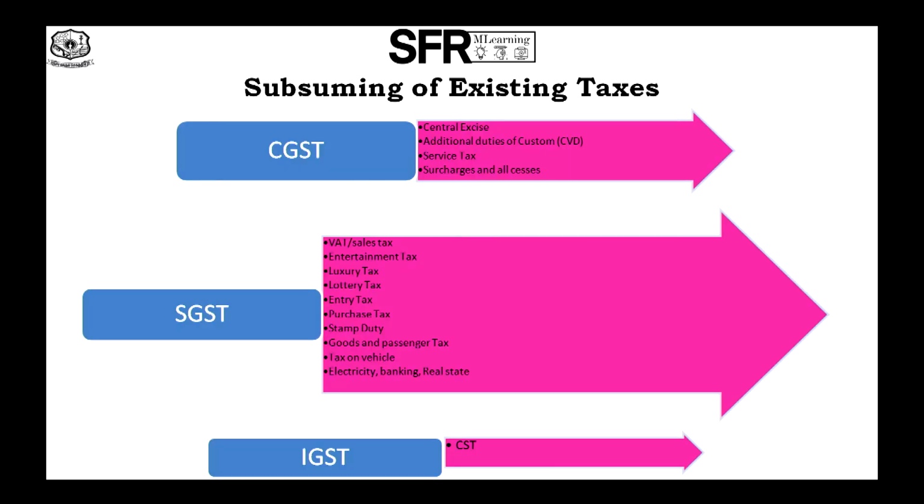Next we see what are the existing taxes subsumed. Central excise, additional duty of customs, service tax, surcharges and all cesses are subsumed under CGST. VAT, sales tax, entertainment tax, luxury tax, lottery tax, entry tax, purchase tax, stamp duty, goods and passenger tax, tax on vehicles, electricity, banking and real estate taxes are subsumed under SGST, and then CST is subsumed under IGST.